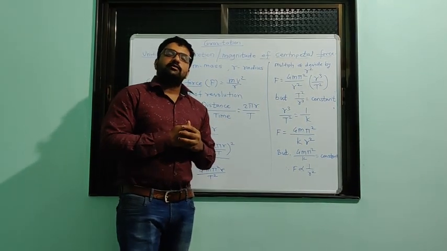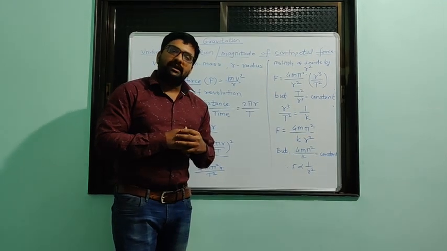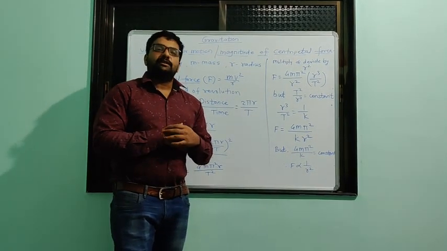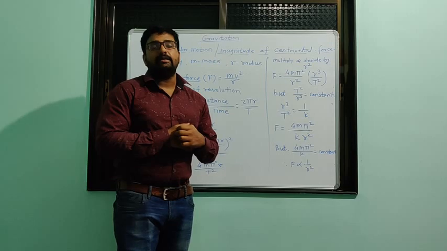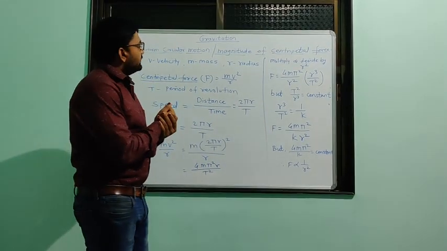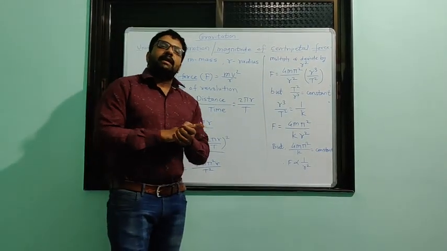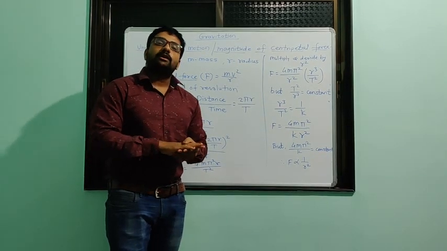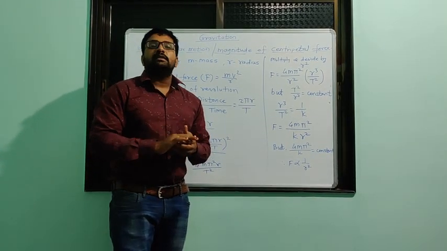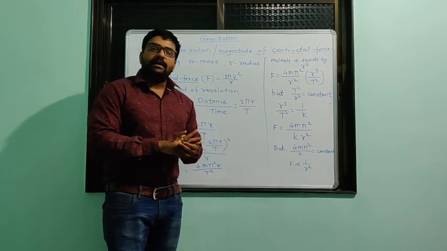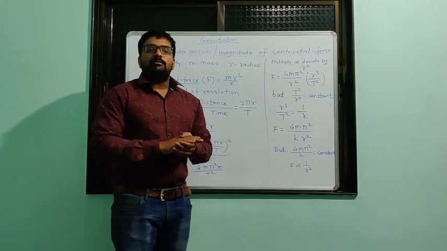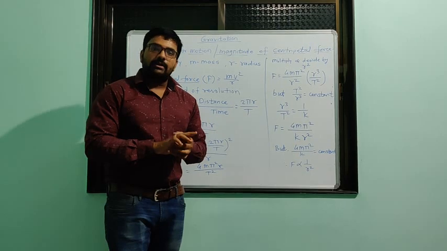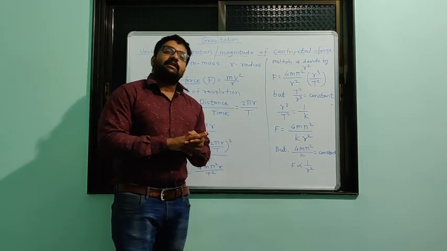Then we have also studied Kepler's second law, also called the law of area. In that, Kepler tells us that the line joining planet and sun sweeps out equal area in equal interval of time. Means areal velocity of a planet for a particular time always remains constant. That is Kepler's second law.